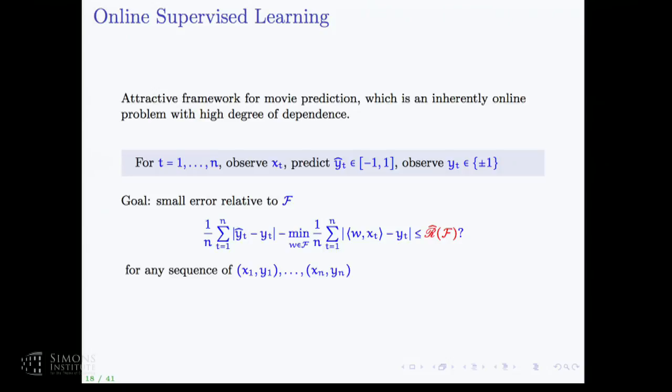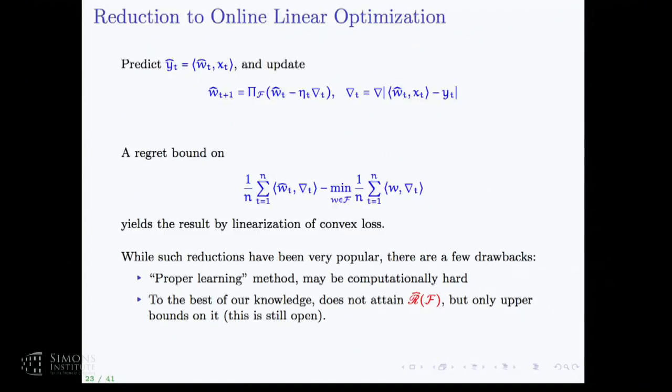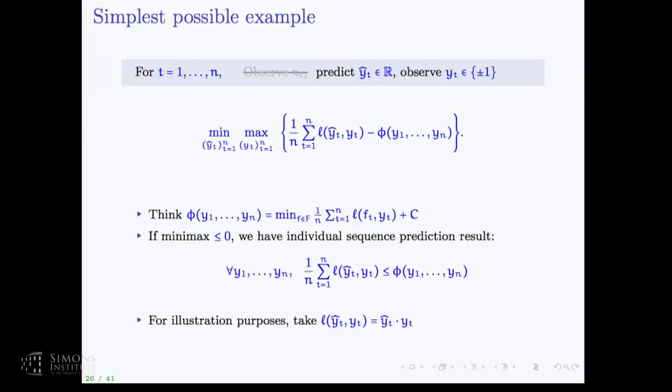What's important is that this part does not depend on our decisions, on our predictions. That's key to solving this dynamic program efficiently. I'm going to add some constant c. That's going to be important later. For now, it's just some constant. What I want to say is that if we prove that this min max is upper bounded by 0, then we've got the individual sequence prediction result. Maybe it's not obvious, so let me make sure that everyone understands this.